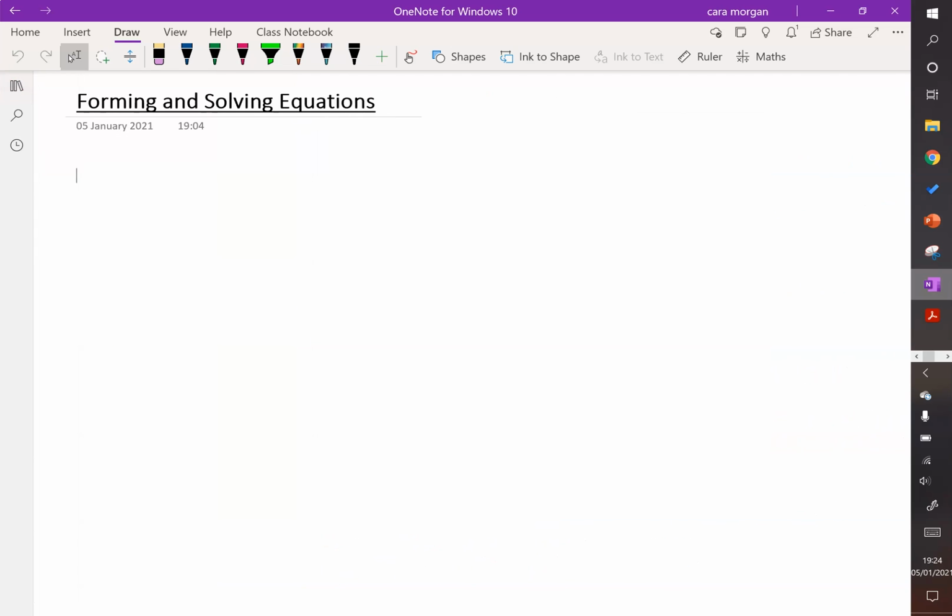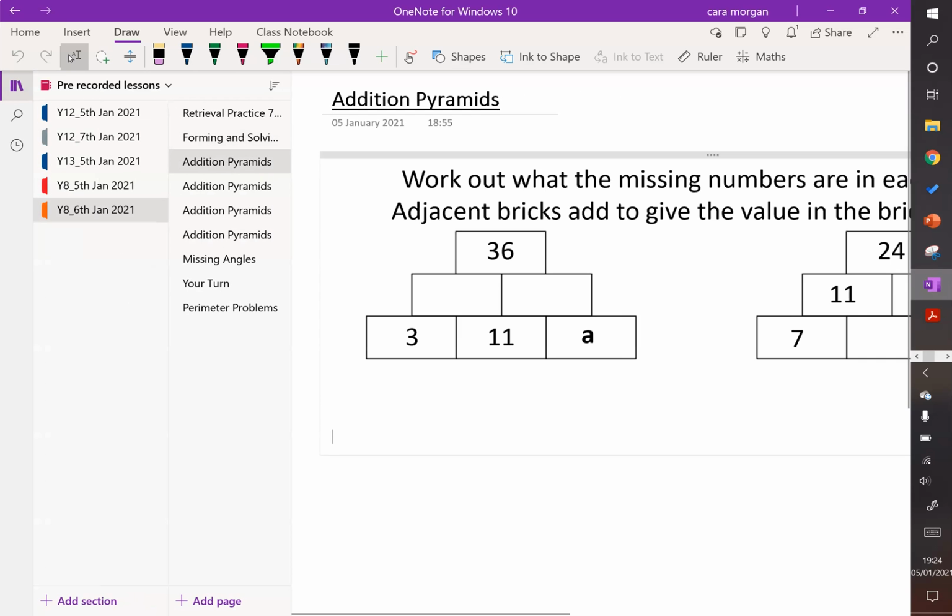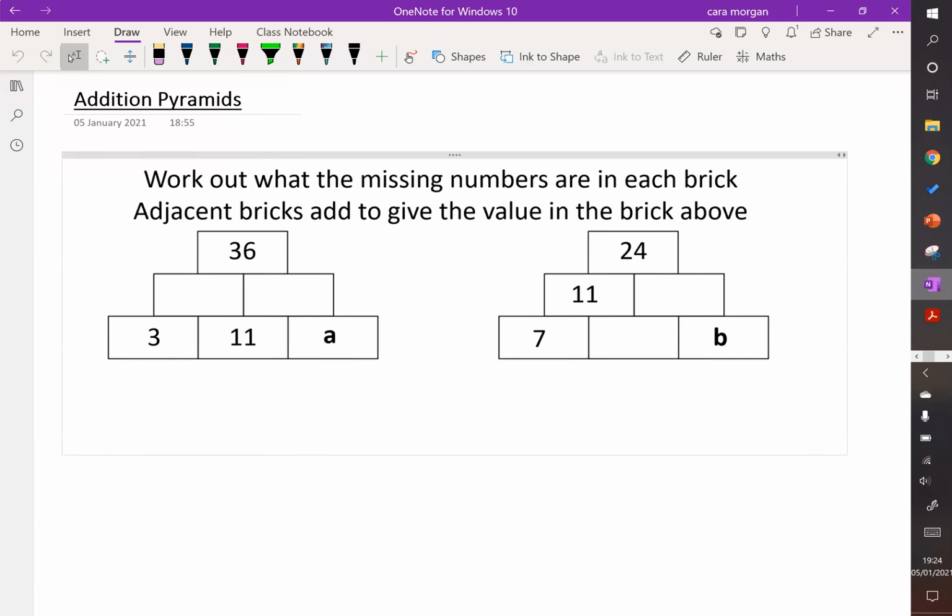We're going to be doing some work on forming and solving equations. In the video from yesterday, I gave you equations and you had to do the inverse steps in order to solve them to find the value of the missing letter. You're going to need that skill today and some problems that I'm going to get you to solve. Now, our first problem is nice and straightforward, I think, but you might need to use some algebra.